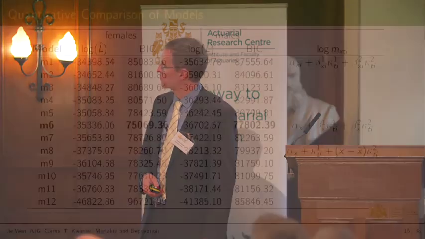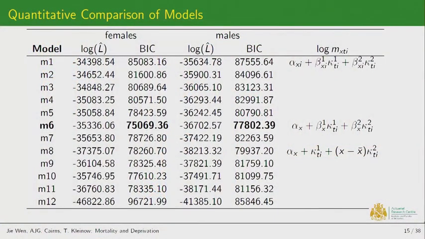Okay. So here's our first result, which clearly shows M6 is the winner. So that's the good news. We have a winner here, and I just picked out three of the models which I want to look at in particular. So for females and males, in both cases, M6 has the smallest BIC value.